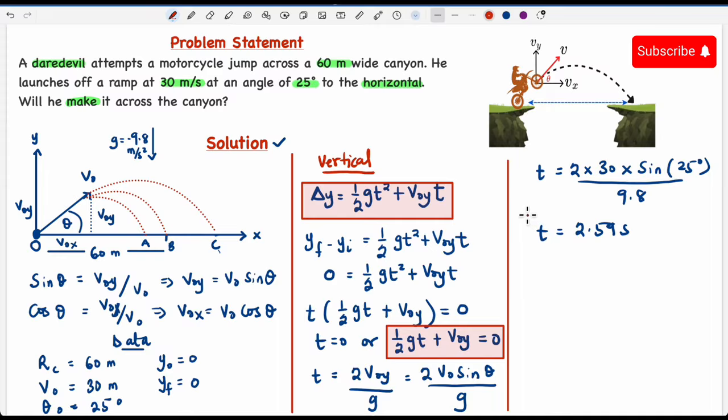It is worth noting that it took this daredevil about 2.59 seconds to travel that horizontal range. So now we need to determine that horizontal range and then compare that to the width of the canyon, which is 60 meters in this case, and that will help us know if he did make it across or not. So at this point, we consider the horizontal part of the motion.